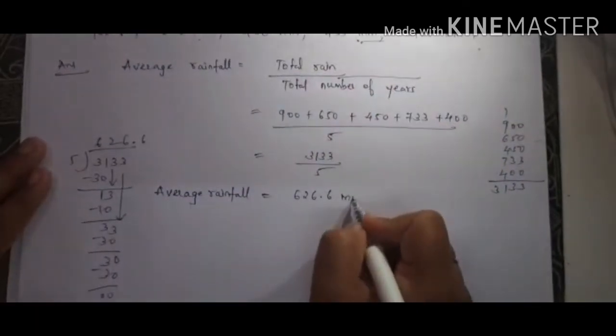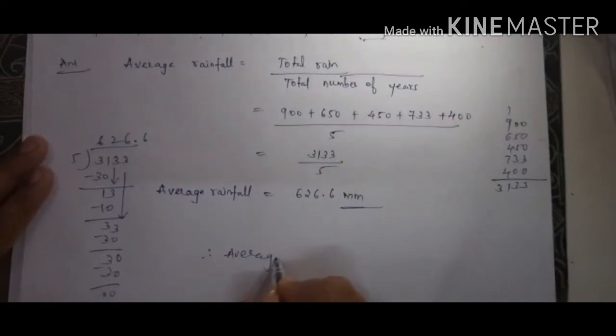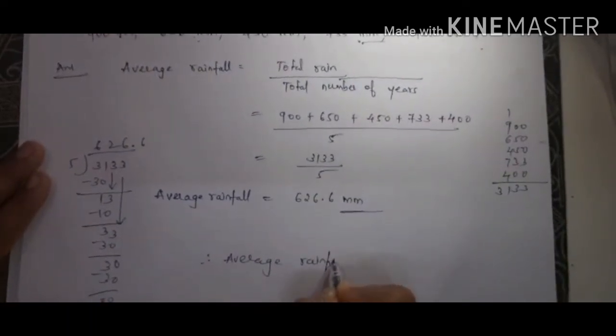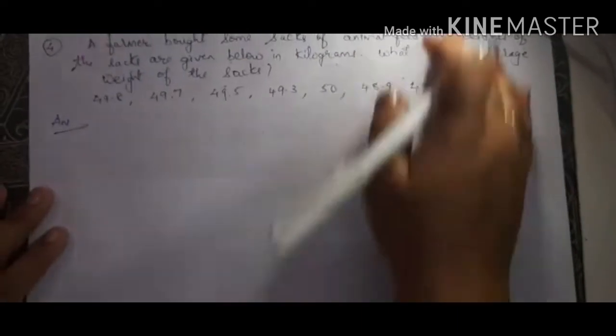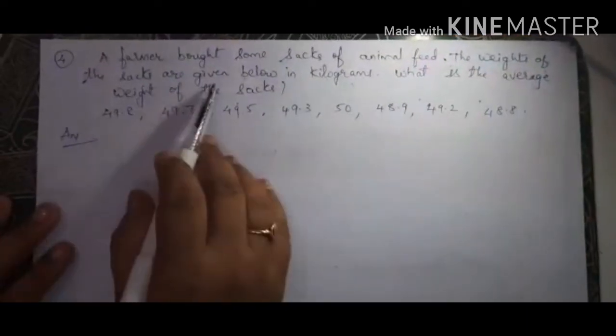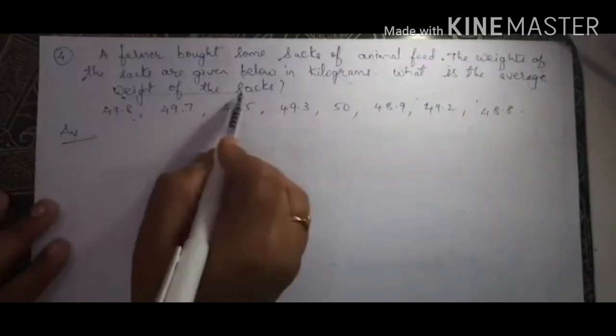Rainfall is in millimeter. So the unit must be millimeter. Therefore, average rainfall is equal to 626.6 millimeter. Now let's see the last sum also. A farmer bought some sacks of animal feed. The weights of the sacks are given below in kilograms. These are all weights of the sacks. What is the average weight of the sack?